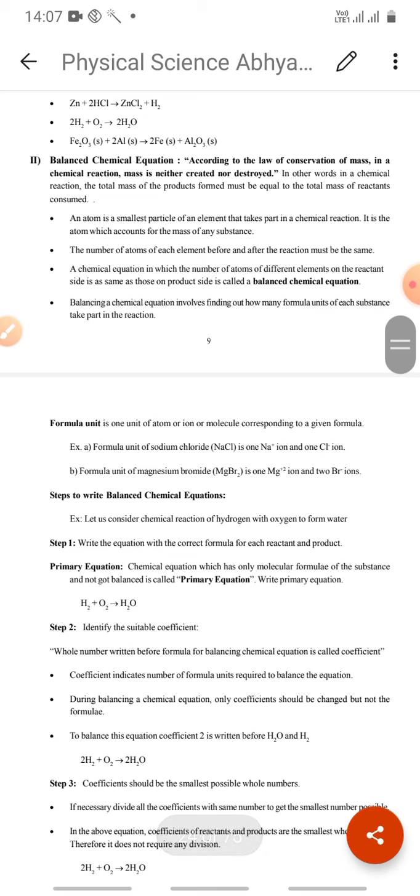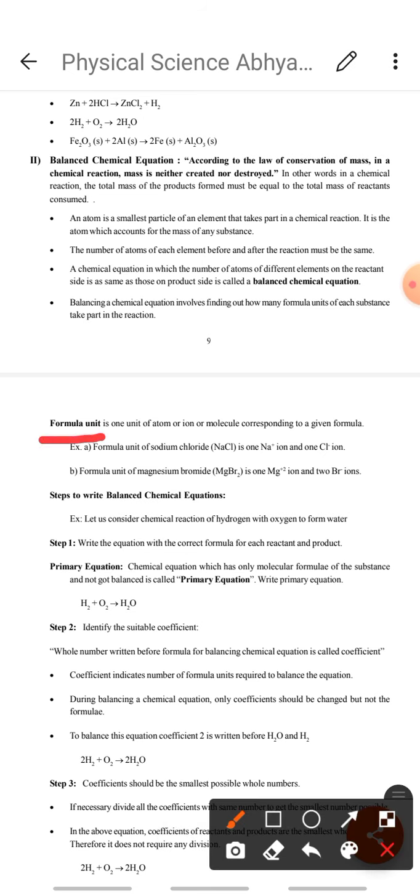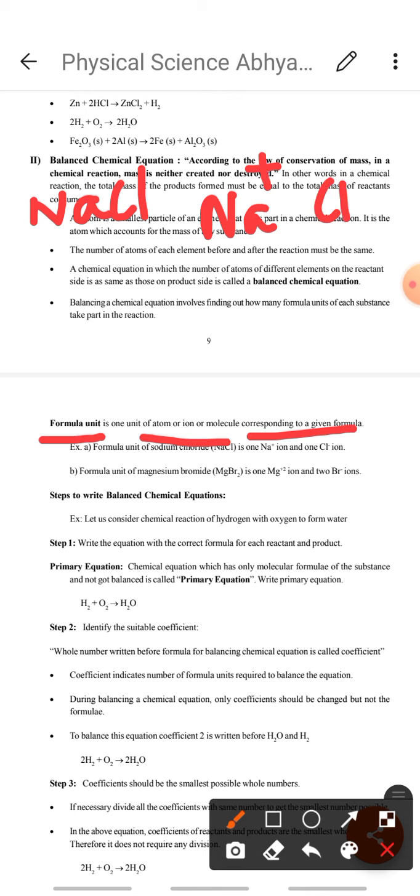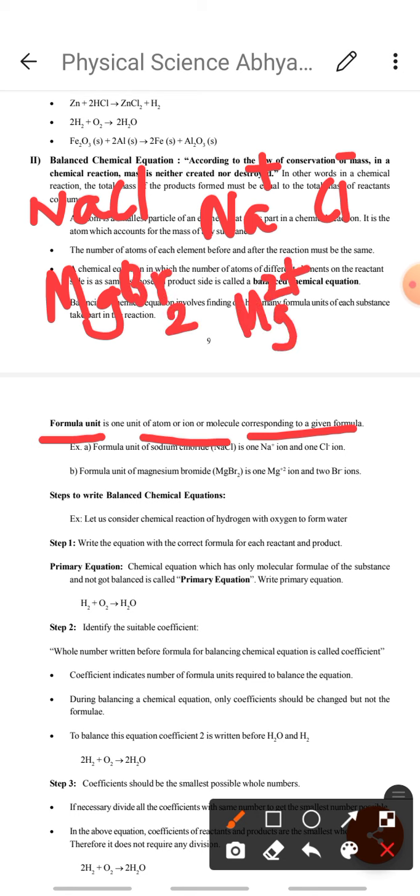One more thing is formula unit. What is formula unit? One unit of atom or ion or molecule corresponding to a given formula. For example, I am writing sodium chloride. Sodium chloride means it consists of one sodium ion and one chloride ion. If you write magnesium bromide, it consists of one magnesium ion and two bromide ions. So these are called formula units. One formula unit of sodium ion, one formula unit of chloride ion, one formula unit of magnesium ion, two formula units of bromide ion.